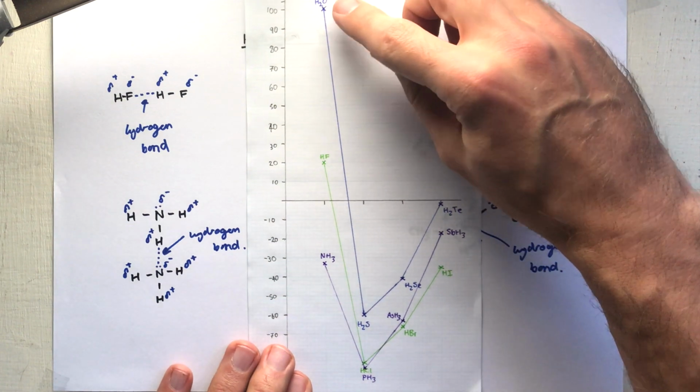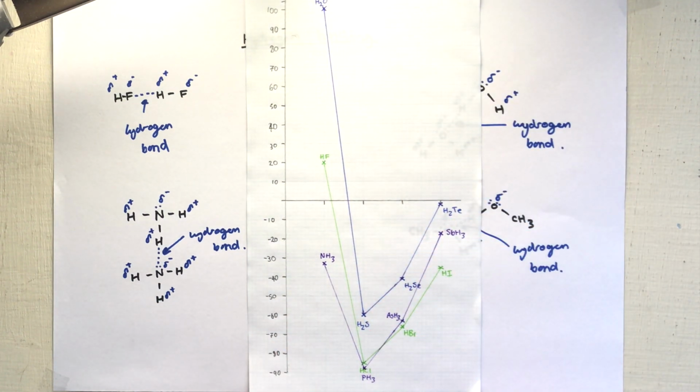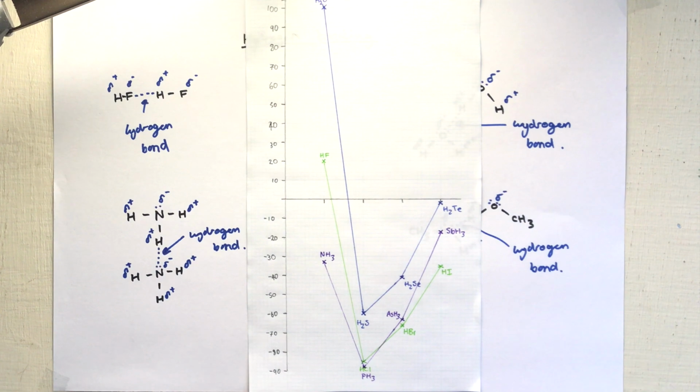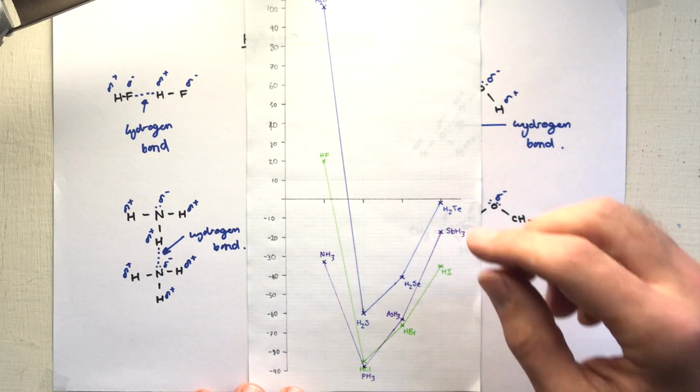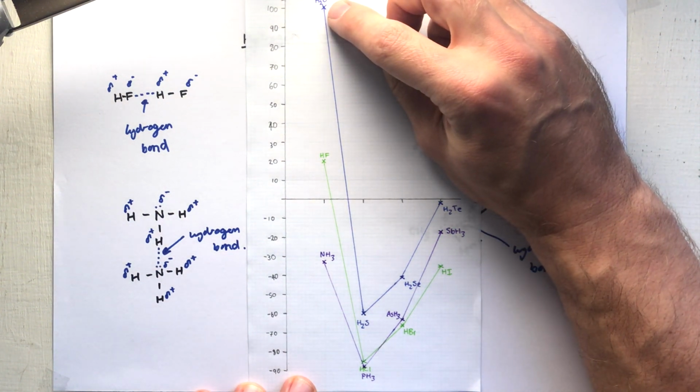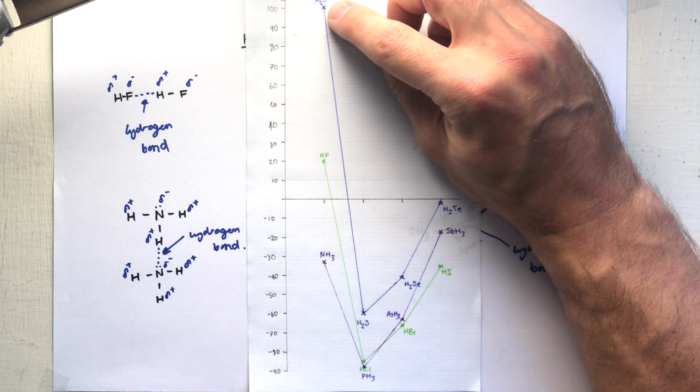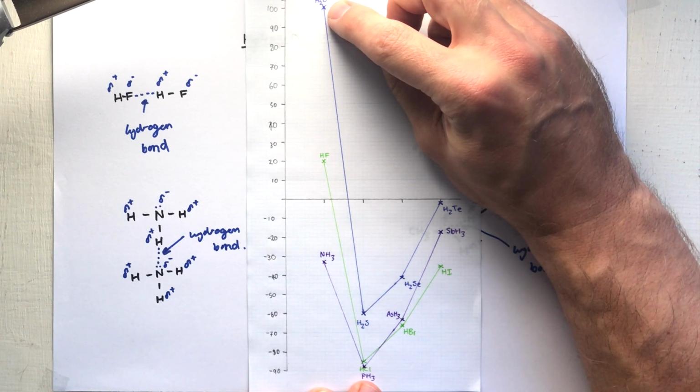The impact is clear to see here on the boiling temperatures. So hydrogen bonds are the strongest of the 3 intermolecular forces, resulting in a much higher boiling temperature than you'd expect compared to other molecules in their groups.